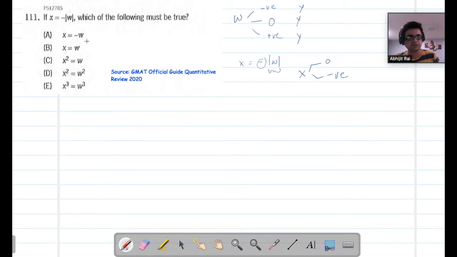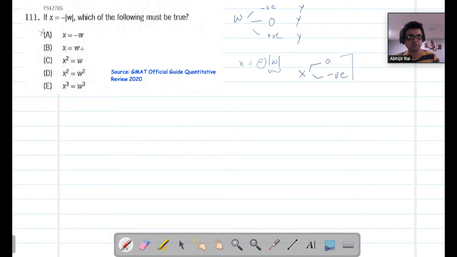So the first statement says x equals negative of w. This could be true if w were 0 or positive, but what if w is negative? If w were negative, negative of w will become positive, which means x is positive, but we just came to the conclusion that x cannot be positive. It can be 0 or negative. So this is not possible.